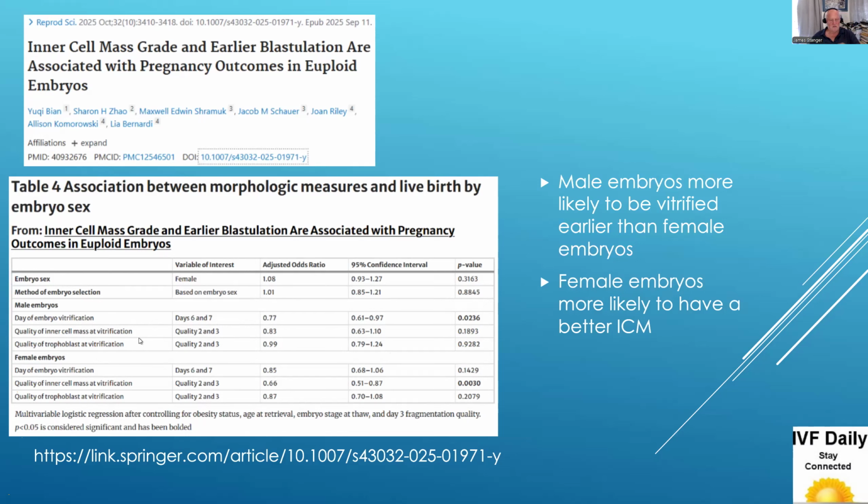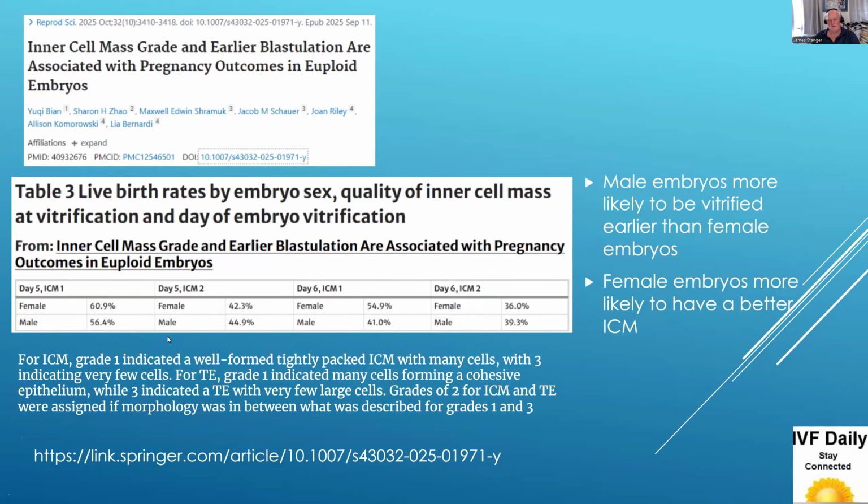But for female embryos, the rate of division wasn't as important, but the quality of the inner cell mass was highly significant in terms of the live birth rate. And where the inner cell mass was poor, quality 2 or 3, the odds ratio was only 0.6. So compared to class quality 1, a very poor inner cell mass was associated with a significantly lower pregnancy rate, implantation. And the last table they presented looked at the live birth rate by embryo sex, quality of inner cell mass, and the day of vitrification. Basically, the ICM1s are the best ones, they have a well-formed, tightly packed inner cell mass.